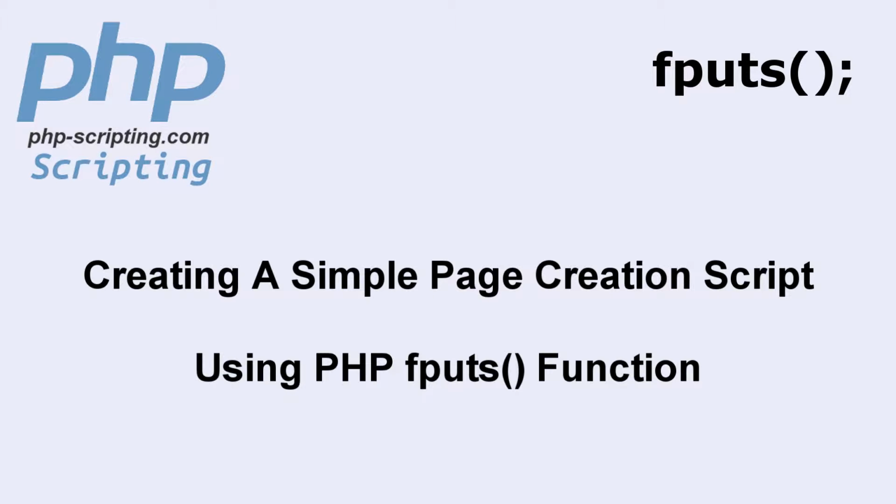In this tutorial, we'll be looking at using the fputs function to create web pages on the fly. We've got three fields: title, meta description, and text. We'll enter information into those fields and create a web page.